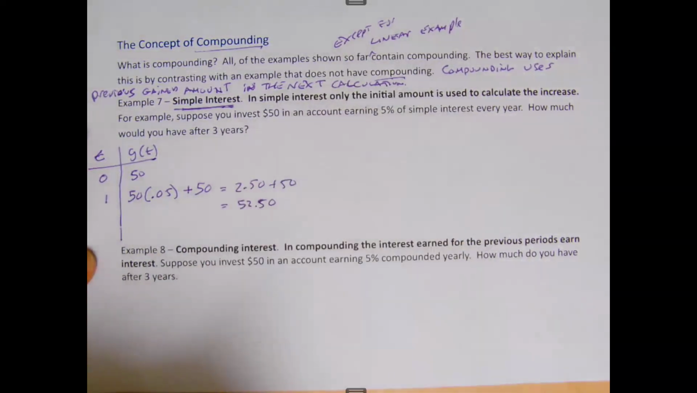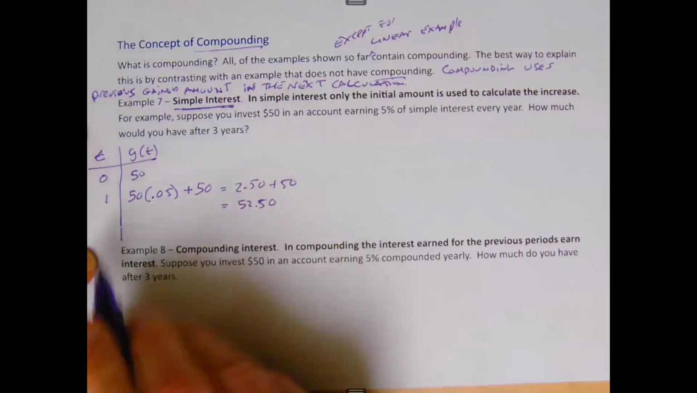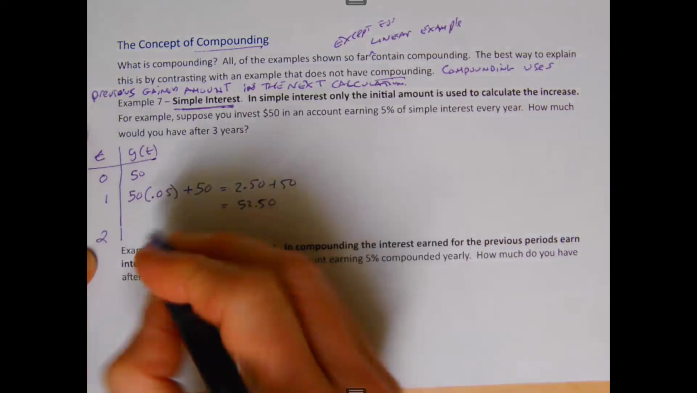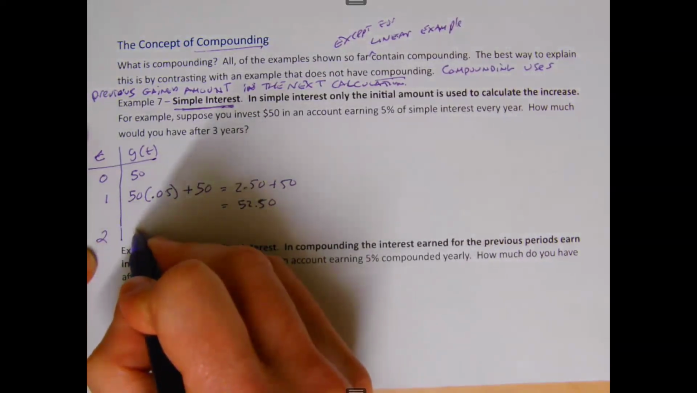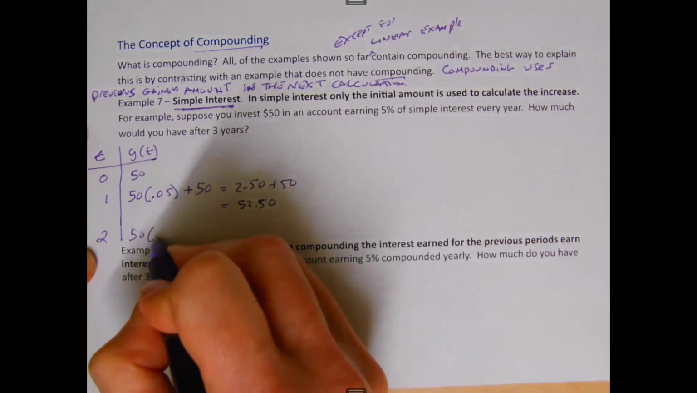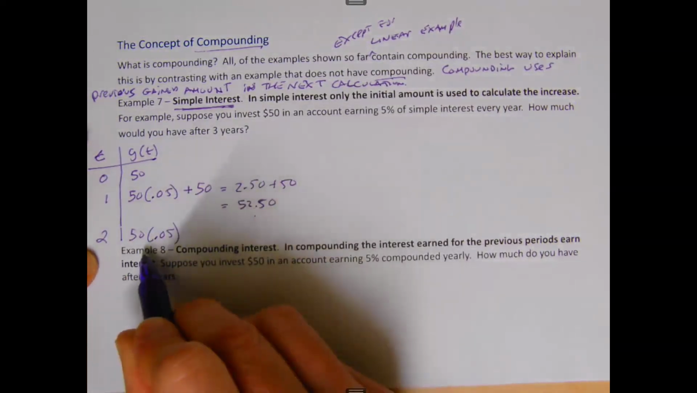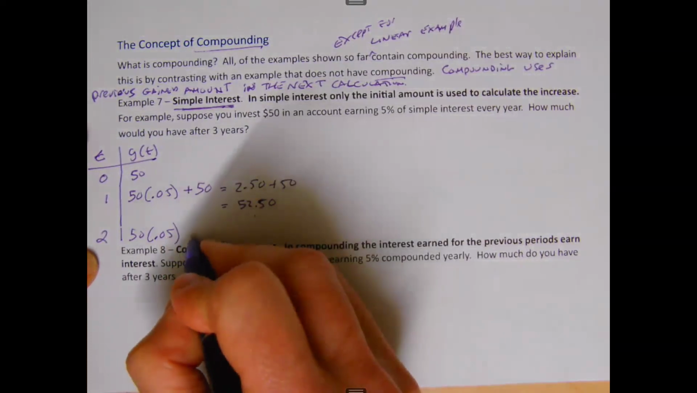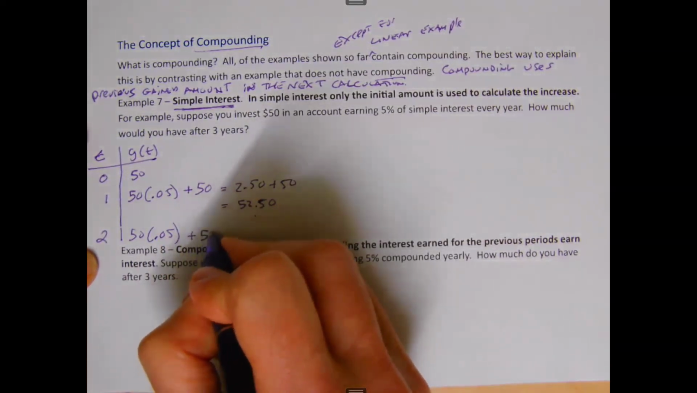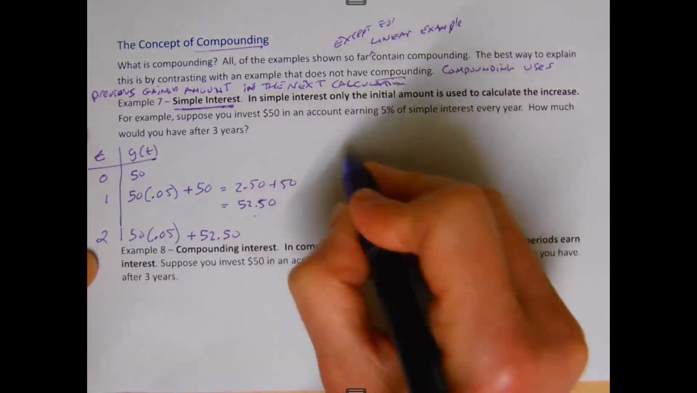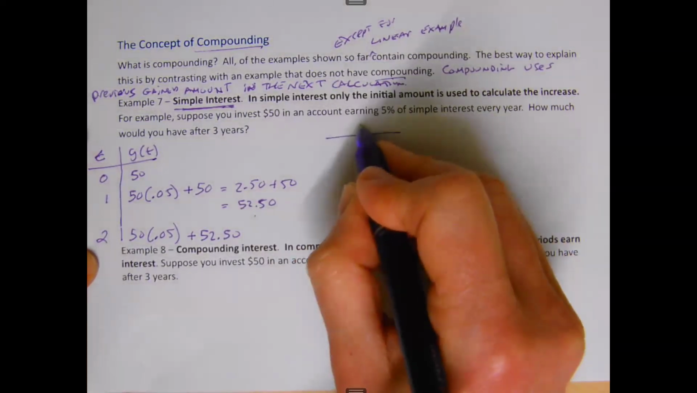52.50. Great. So after year 1, you've got 52.50. Okay. What happens in year 2? Well, in year 2, you're going to increase the amount by taking 5% of not 52.50, but the original 50. And then you're going to add this to what came before. Okay, so when I do this, what happens?